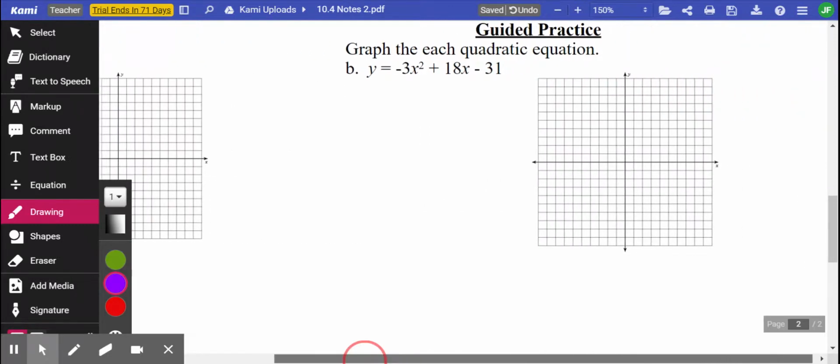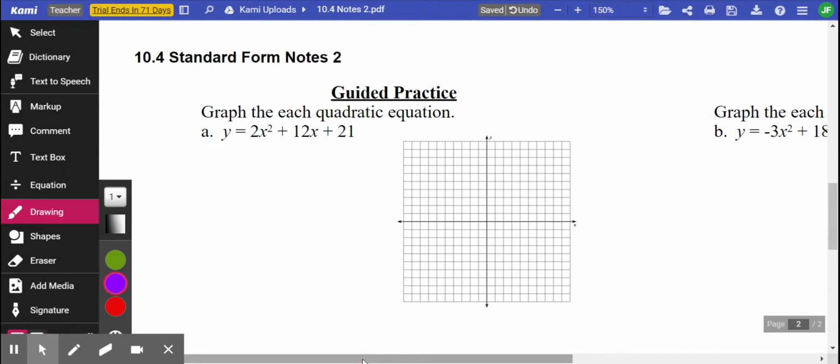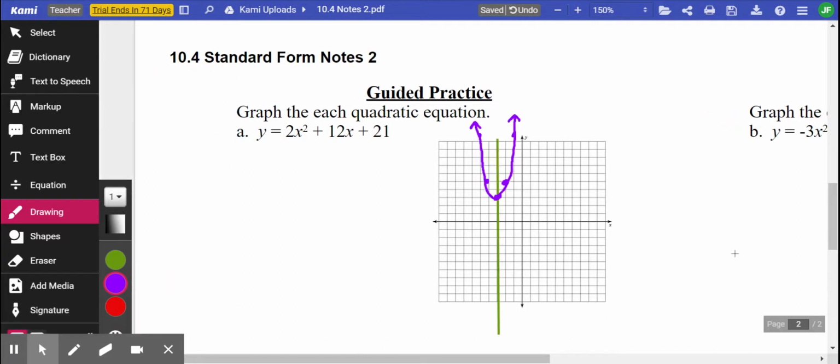There are 2 problems for you to try here. When you're ready, come back and check your answers, but go ahead and hit pause while you go through it. Okay, go ahead and check your graph. I didn't actually show the work here, so if you have questions on how I got this, make sure you speak up and I'll go through it.